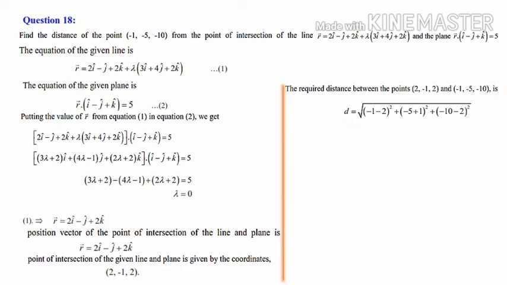D is equal to the distance formula, the same formula we studied in class 11. That is the square root of (-1 - 2) squared, x1 minus x2 the whole square, plus (-5 + 1) squared, plus (-10 - 2) squared. That is equal to root of 9 plus 4 squared, that is 16, plus 12 squared, that is 144. So that is equal to root 169, which is equal to 13.